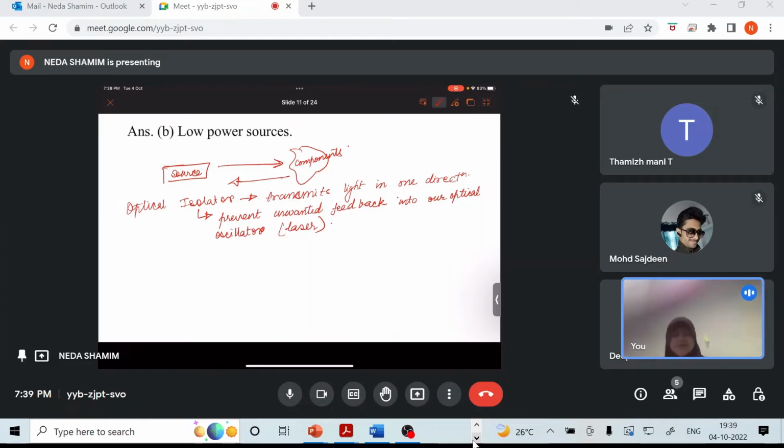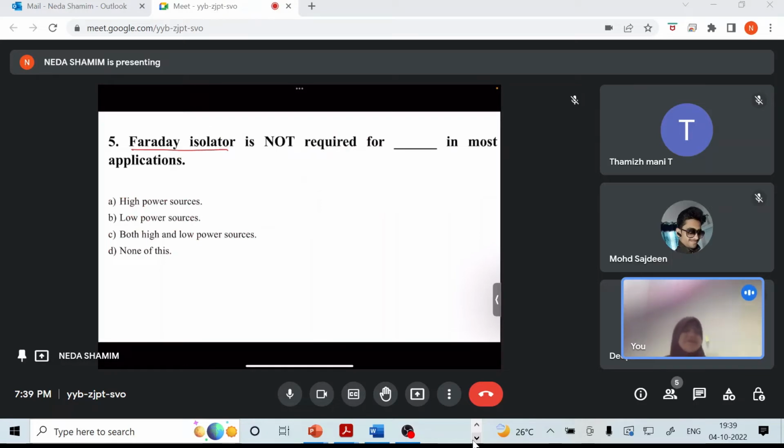For this we use isolators, and those isolators are called Faraday isolators because they follow the Faraday law. A Faraday isolator is not required in most applications, so it is not required for low power sources. But in a high power source we do need a Faraday isolator, because we don't want any back reflection, even 0.1% back reflection, that can damage my high power source.